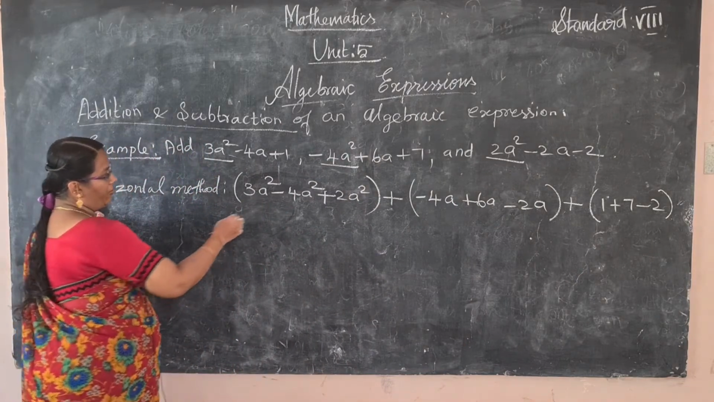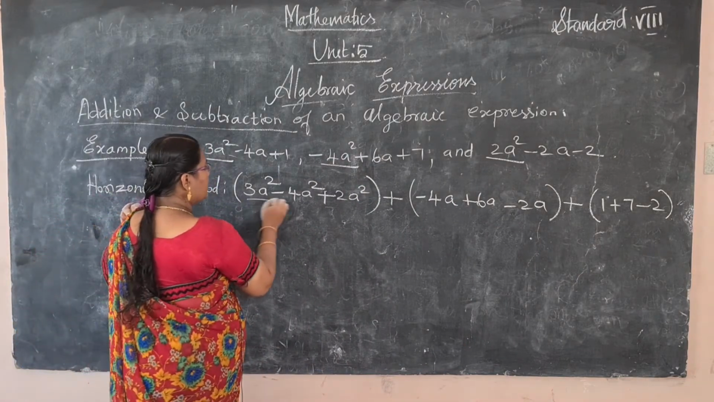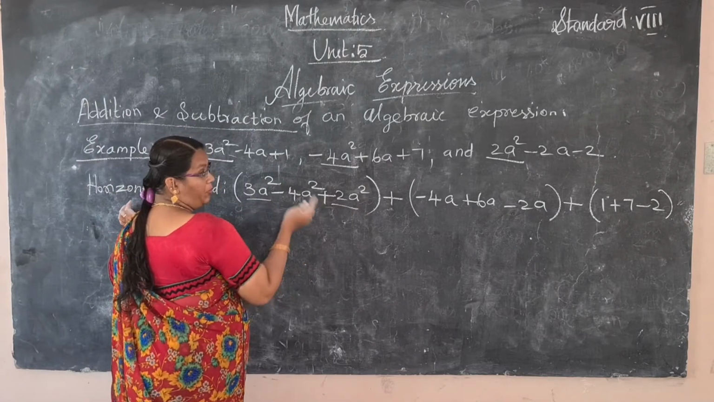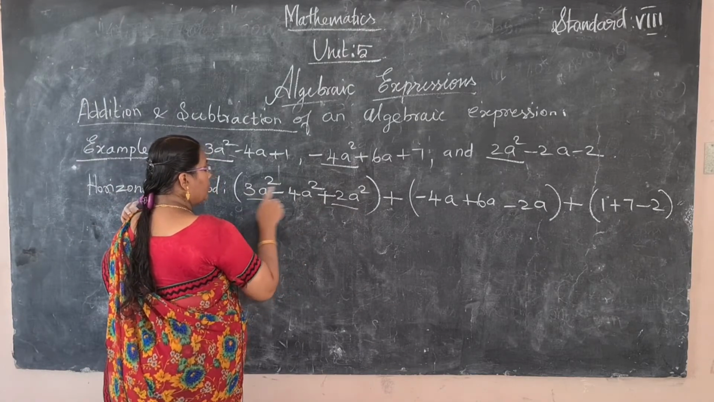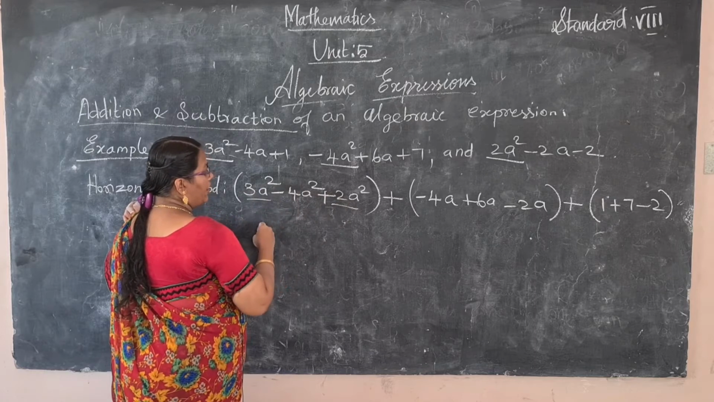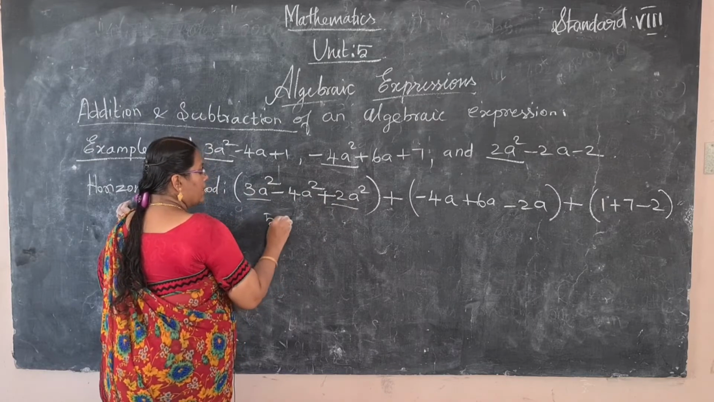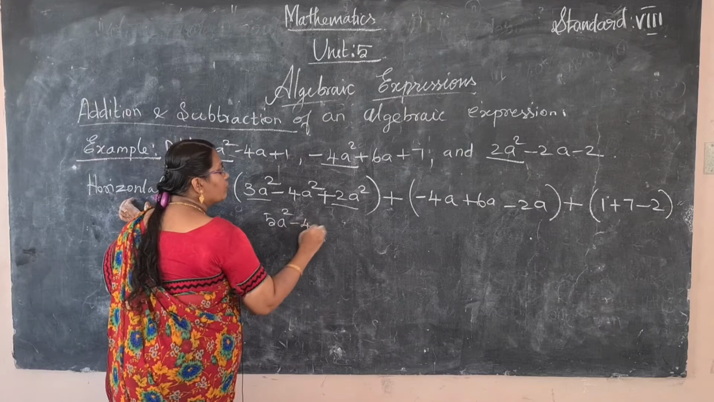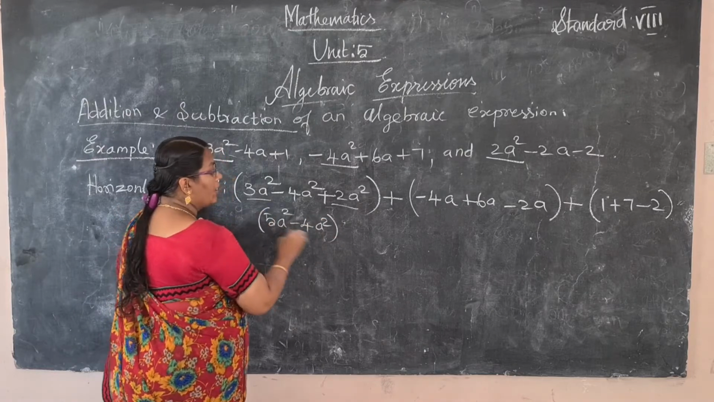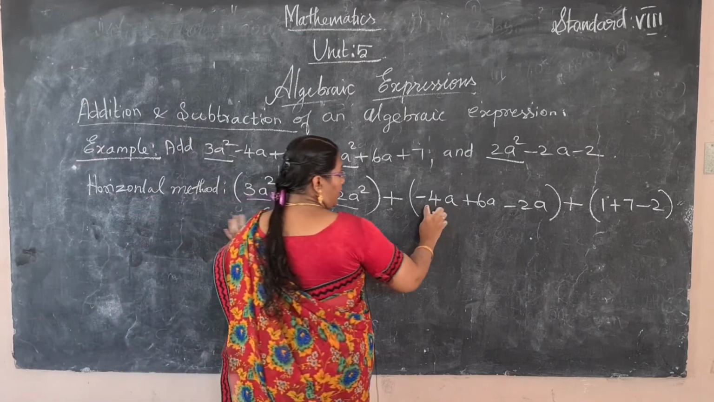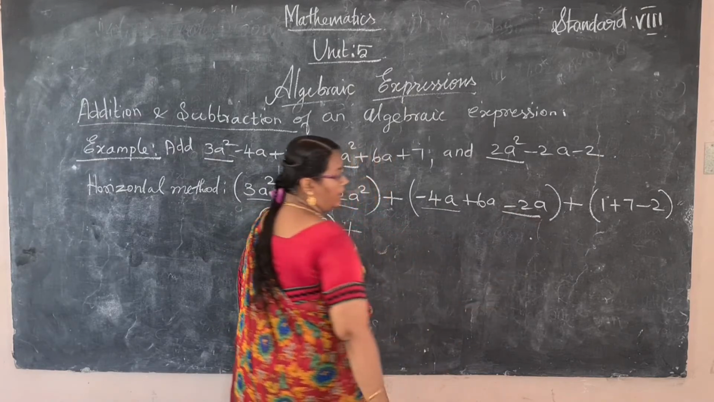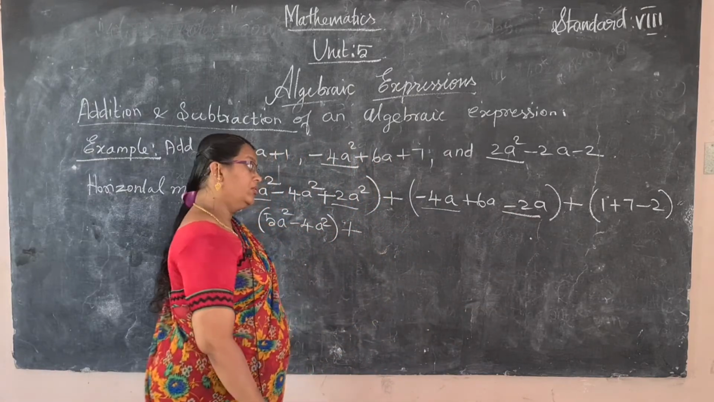Now simplify. These are the positive values. Add the positive values first. So 2 plus 3, what do we get? 5a squared. 5a squared minus 4a squared. Here two numbers are negative, so first add the two negative numbers.